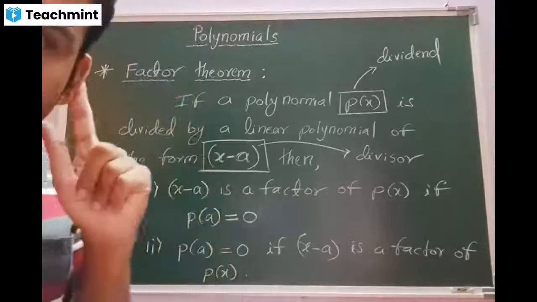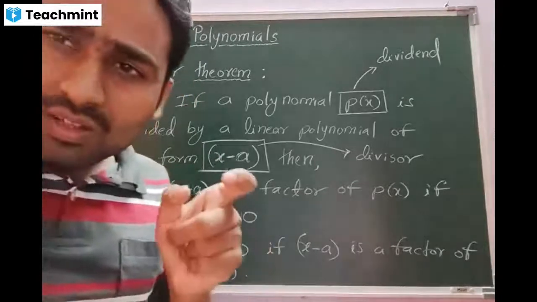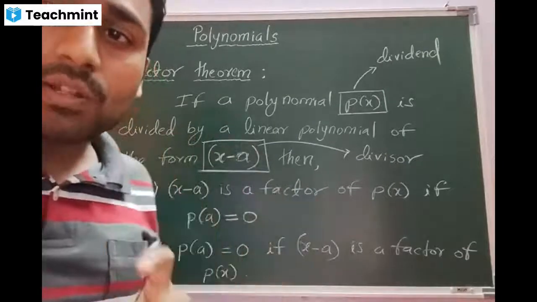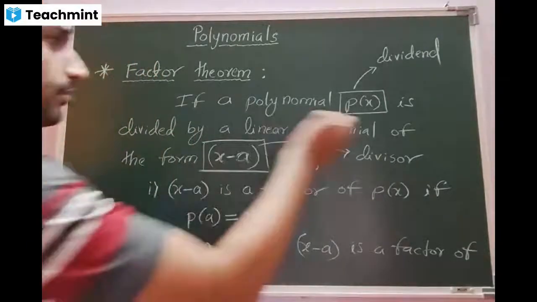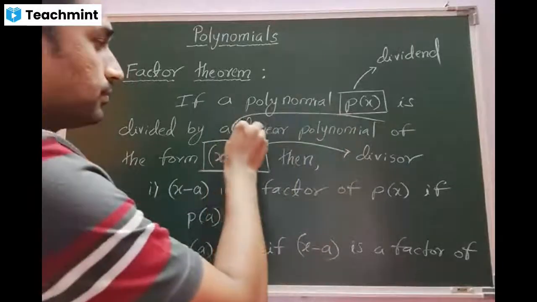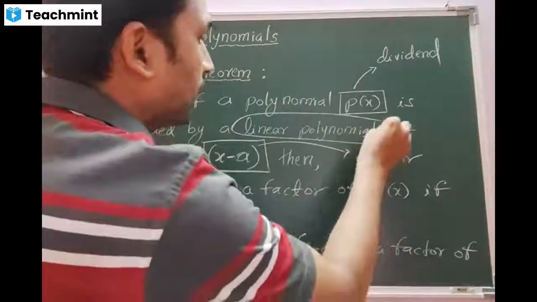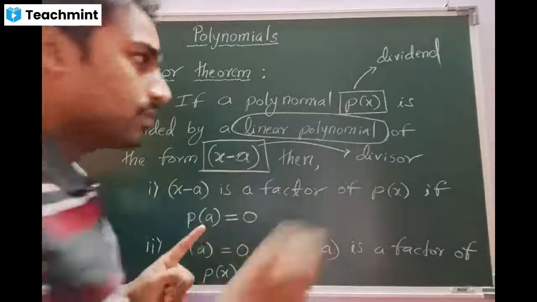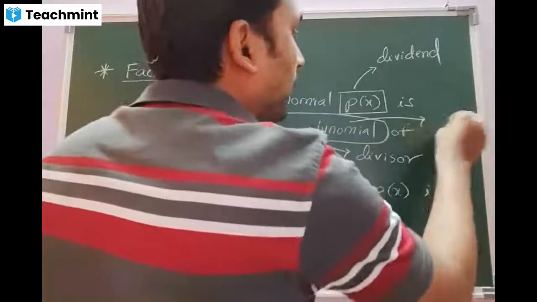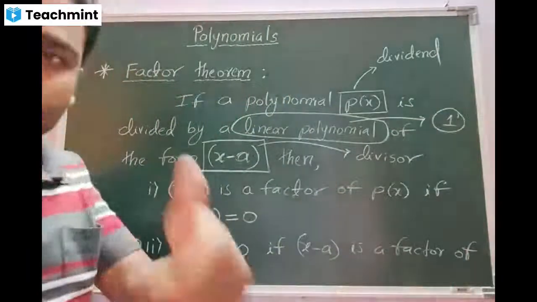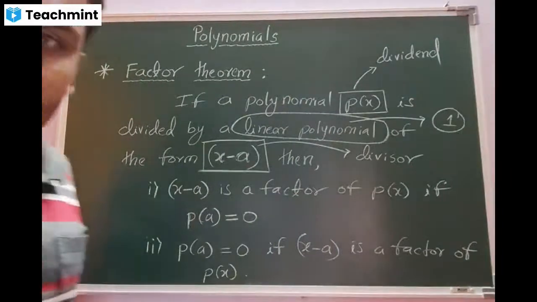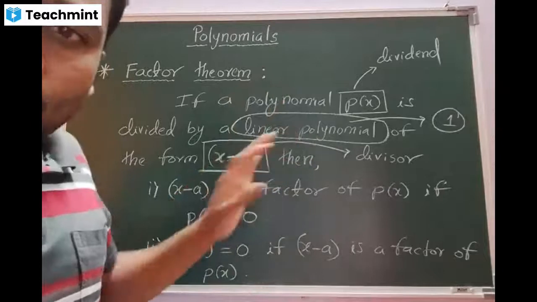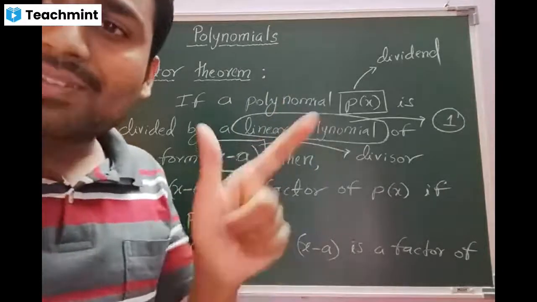Yes, sir. But beta, for the divisor g of x, there is a compulsion. What is the compulsion, beta? Linear polynomial, sir. Always linear polynomial. It means degree 1 should be there, not more than 1. Got it, beta? Yes, sir. In such case, mathematicians observed one unique concept.